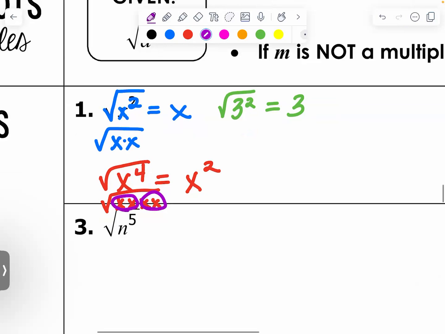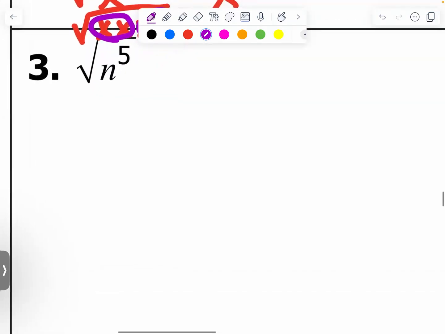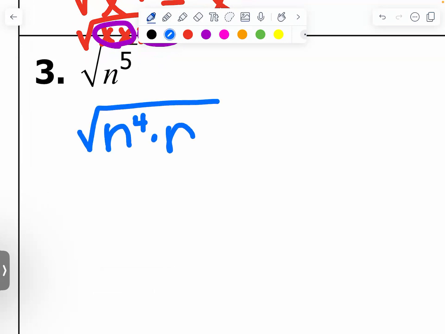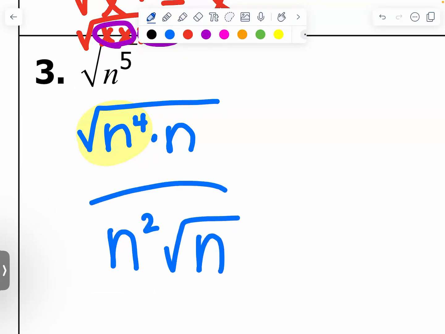Oh, what if it was like the square root of n to the 5th, like number 3? If you have an odd power, this is what I would do. I would rewrite this as n to the 4th times n to the 1st. Yes, you can just put n. And then Kari, what's the square root of n to the 4th? So this is n squared, square root of n.